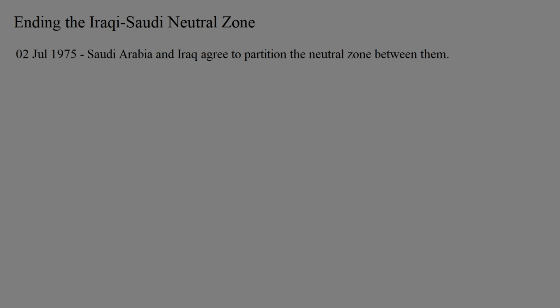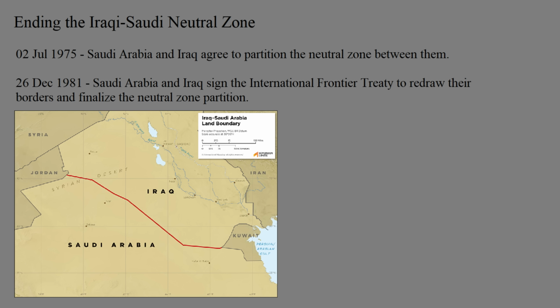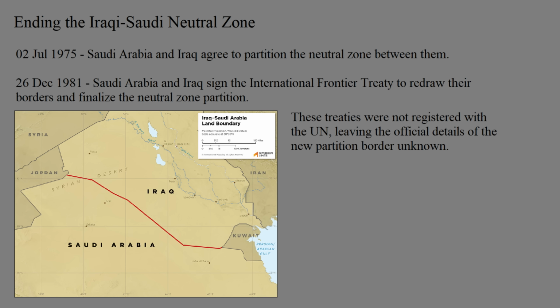In 1975, Saudi Arabia and Iraq agreed to partition their neutral zone, and they finalized the agreement with another protocol agreement in 1981, which also adjusted the entire Saudi-Iraqi border to make a more simplified one. However, unlike the other neutral zone, these events were kept secret outside of their two respective countries.